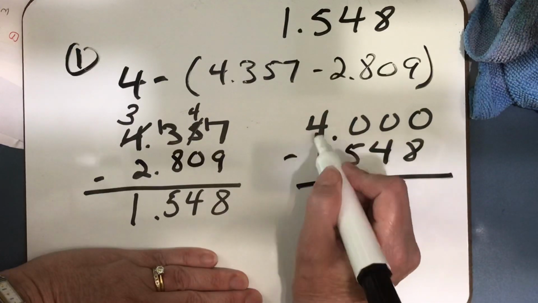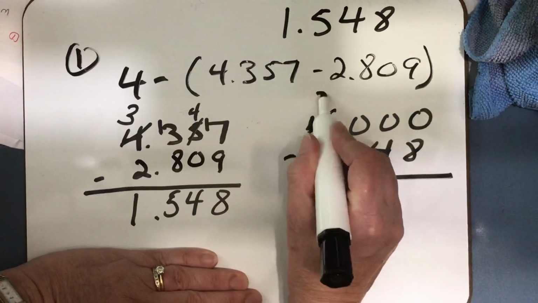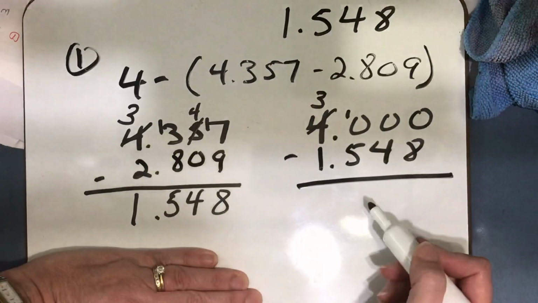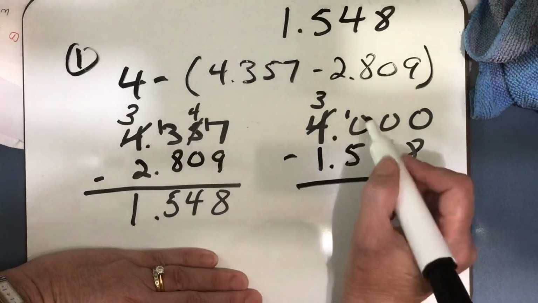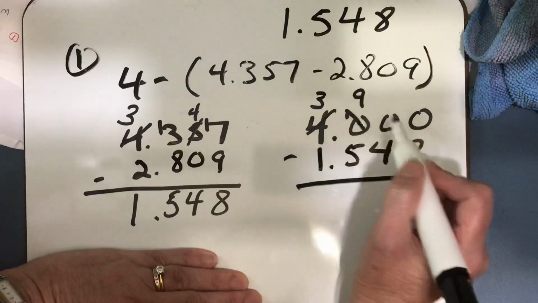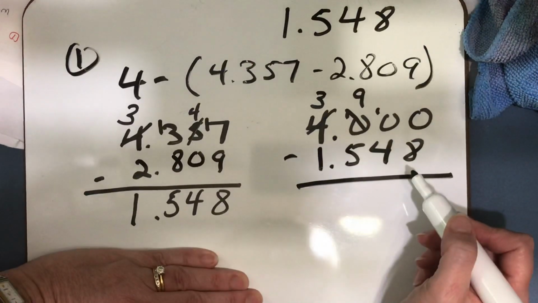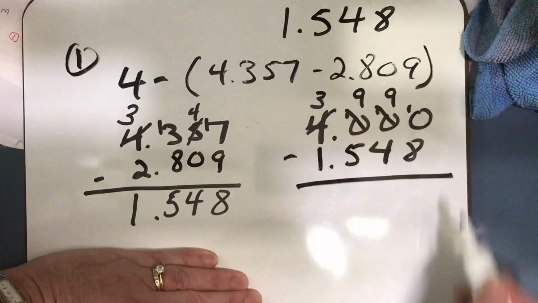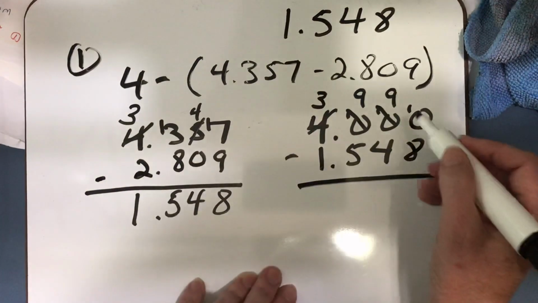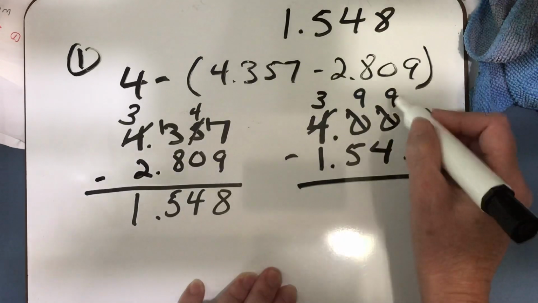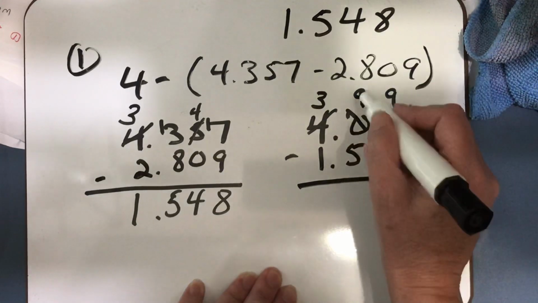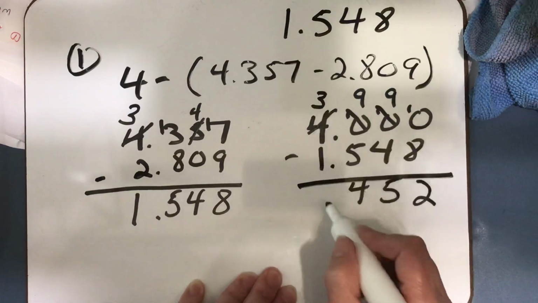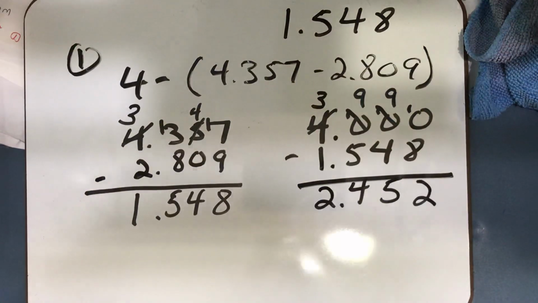I'm going to regroup 4 ones as 3 ones and 10 tenths. Then I'm going to regroup 10 tenths as 9 tenths and 10 hundredths. Then I'm going to regroup 10 hundredths as 9 hundredths and 10 thousandths. And now I can subtract. 10 minus 8 is 2. 9 minus 4 is 5. 9 minus 5 is 4. 3 minus 1 is 2. So the solution to this expression is 2 and 452 thousandths.